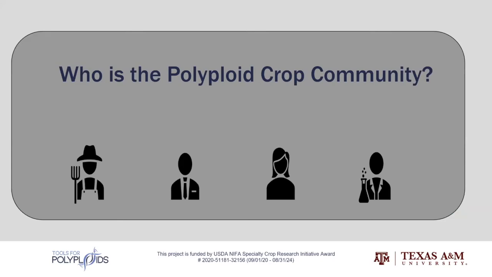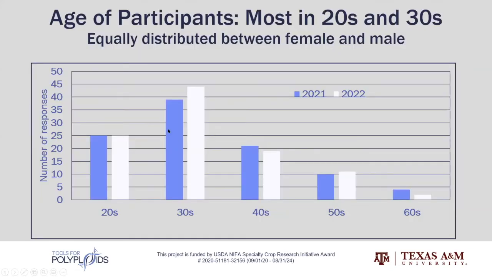So who's in this group? Who's registered for this meeting? Who is the community we're dealing with? If you look at this, it's interesting because it's a very young group. You have 60 to 70% in their 20s and 30s. These are the graduate students, the postdocs, and people early in their breeding career. These are obviously the people who are going to be learning this and changing our industry as we go forward.